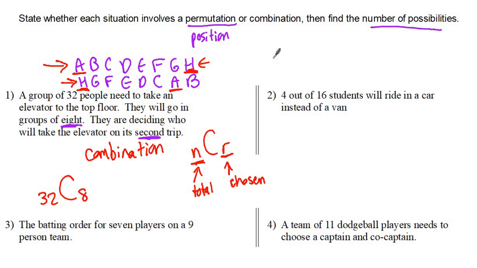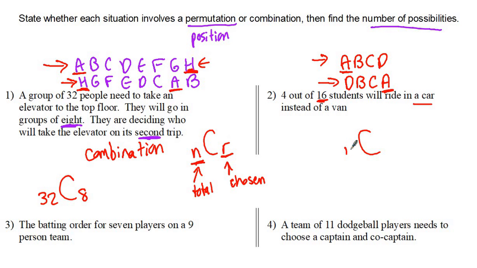All right, scenario 2, 4 out of 16 students will ride in a car instead of a van. So you have 16 people, 4 of them get to ride in a car. So let's say it's A, B, C, D who get picked, or let's say it's D, B, C, A. And the question is, is there any difference? And it's just like the elevator problem. There is no difference. If A gets chosen first or if A gets chosen last, he still gets to ride in the car. So it's going to be a combination.